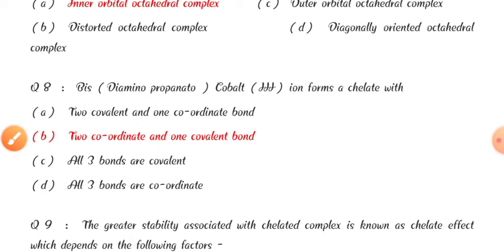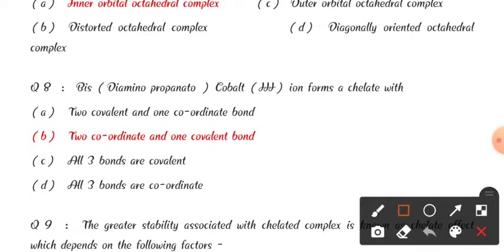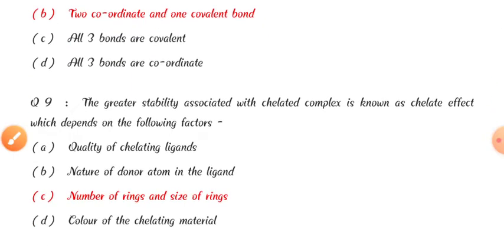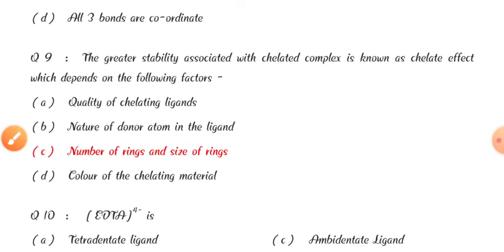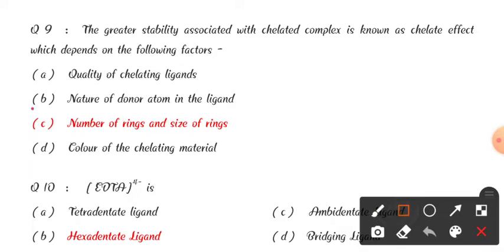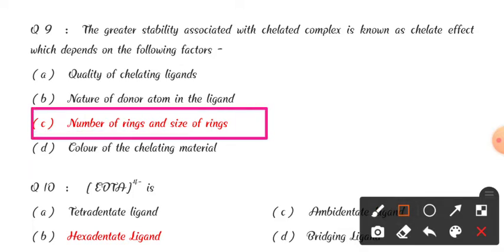Bis diamino propanato cobalt 3 ions forms a chelate with option number B, that is the 2 coordinate and 1 covalent bond, is the correct answer. Now question number 9. The greater stability associated with chelated complex is known as chelate effect, which depends on the following factors. That is option number C, the number of rings and size of the ring, is the correct answer.